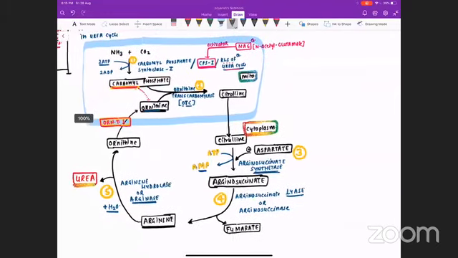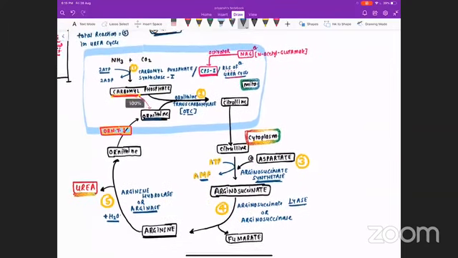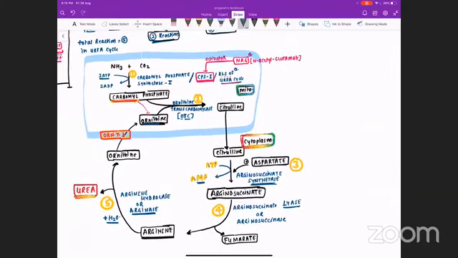Let's see the points that can be asked from this particular cycle. In the exam, no one is going to ask you to write down the entire urea cycle or the entire Krebs cycle in an MCQ exam. They are never going to ask these things. They are going to ask specific questions from a particular pathway.